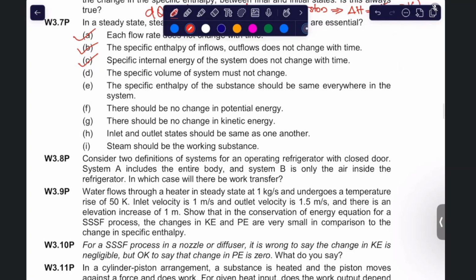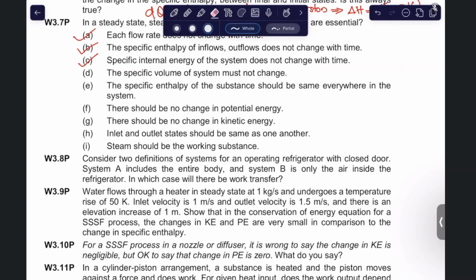Then, there should be no change in potential energy. Again, potential energy, kinetic energy, if there is no change at all, that is also not a specific requirement for steady state, because in many devices like turbine or nozzle, the changes in kinetic energy and potential energy are small, not strictly zero. Change will be there, and still it will be a steady state process. So kinetic energy, potential energy change doesn't matter.